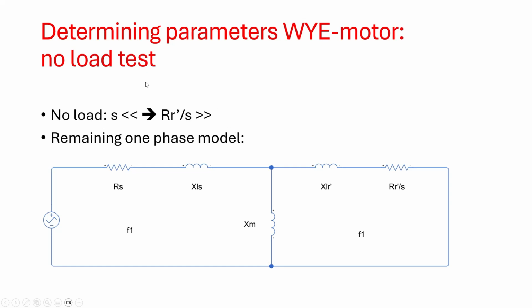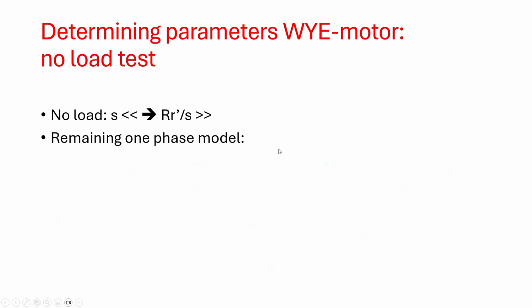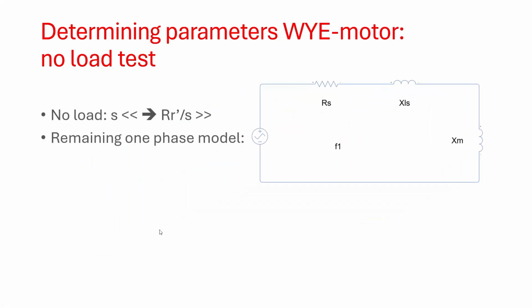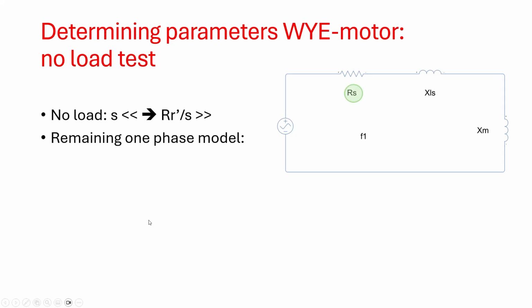Now we're going to perform the no-load test. And under no-load conditions, S is very small. That means that this resistance RR over S becomes very large. So this complete model can be reduced by a simpler model, which is the one-phase model under the conditions of the no-load situation. And in this situation we only have the stator resistance, the stator reactance, and we have XM over here. But the complete secondary side can be neglected. So having that reduced model, we can define a test to determine XLS and XM, because this value for RS came out of the DC test.